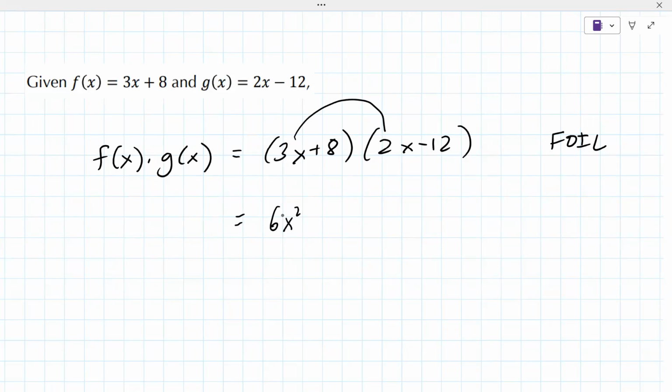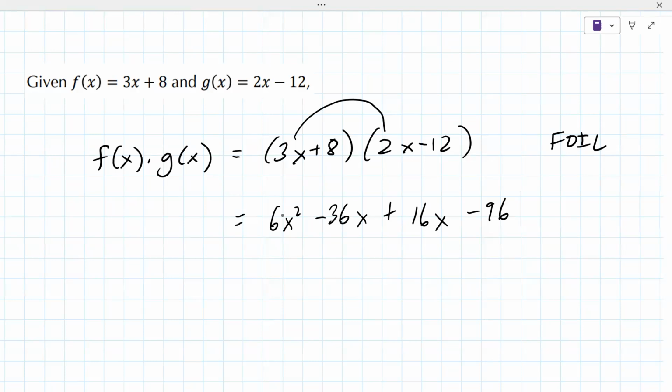Minus 36x plus 16x, and this one is minus whatever 8 times 12 is. So 96. Yeah, okay, you just did it.